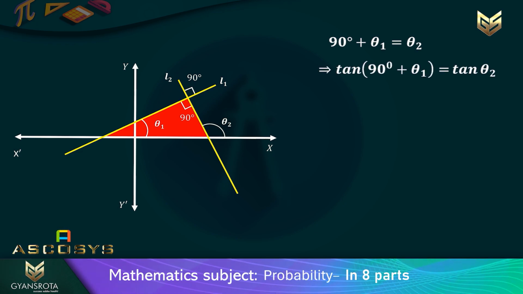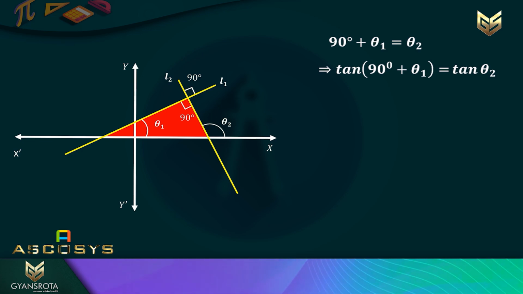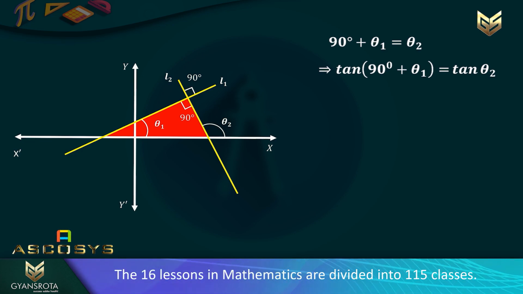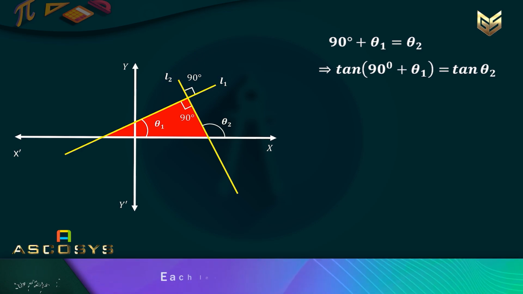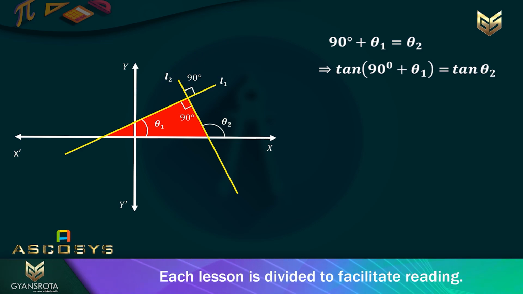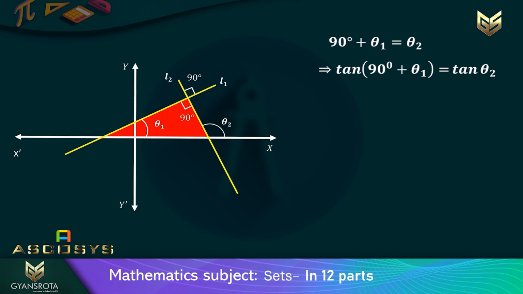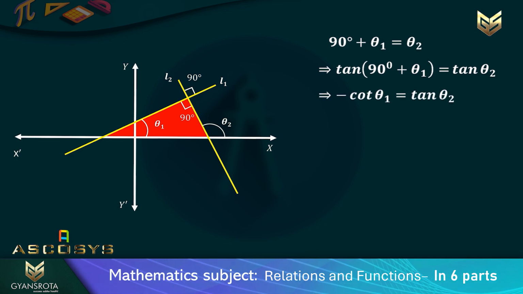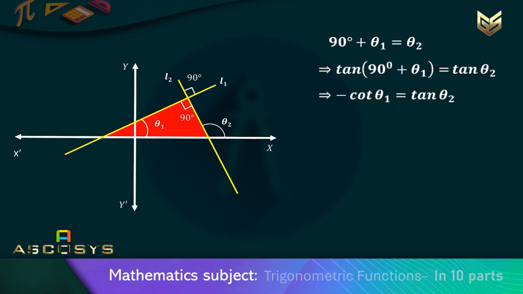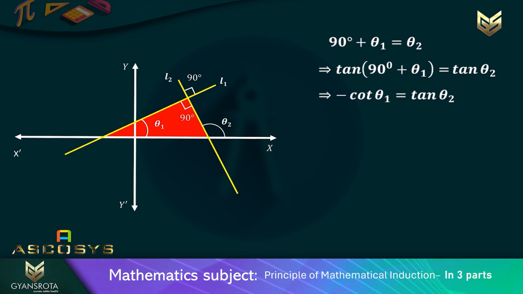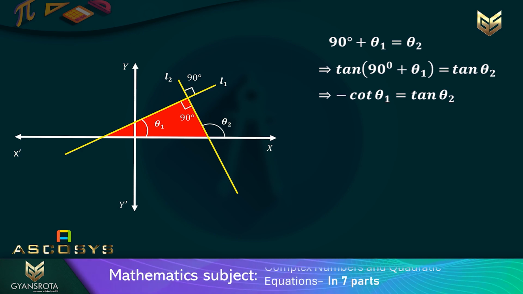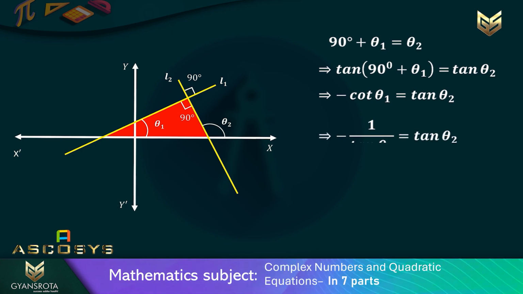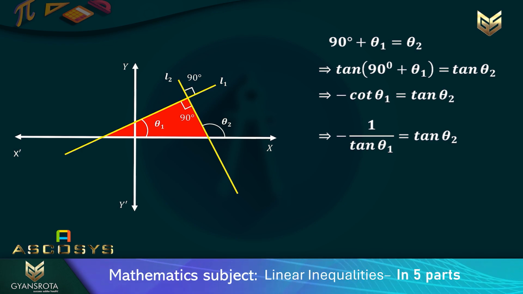And now, we can also say that tan of (90 degrees plus theta 1) equals tan of theta 2. Now, what is tan of (90 degrees plus theta 1)? 90 degrees plus theta 1 means second quadrant, so you will have to give the negative symbol. Also, if you have 90 degrees, then your tan function will be converted to the cot function, and you will have minus cot of theta 1. That will be equal to tan of theta 2. Now, cot is the reciprocal of tan, so we can say that minus 1 by tan theta 1 equals tan theta 2.